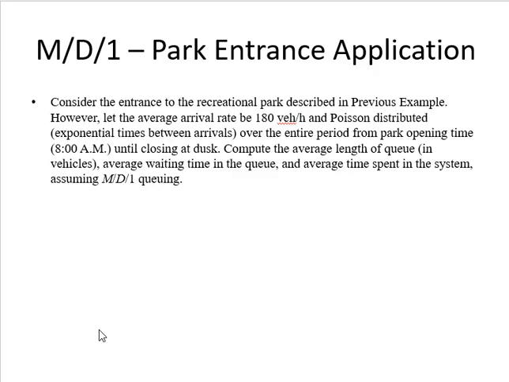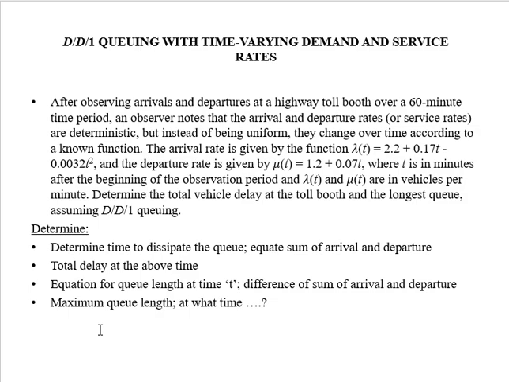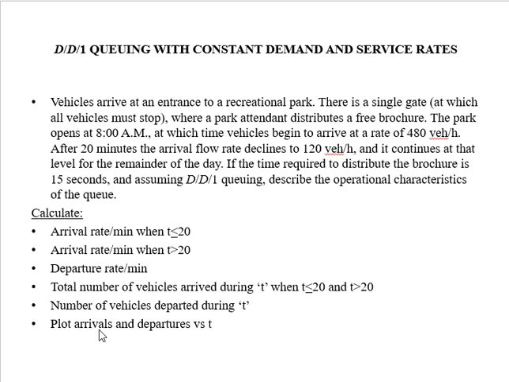Okay, let us take this example. We have a recreational park. The average arrival rate is 180 vehicles per hour, Poisson distribution, over the entire period of park opening time, 8 a.m. whatever. Compute the average length in vehicles, the average waiting time in the queue, and the average time spent in the system. In this example, they were taking 15 seconds to process one vehicle.